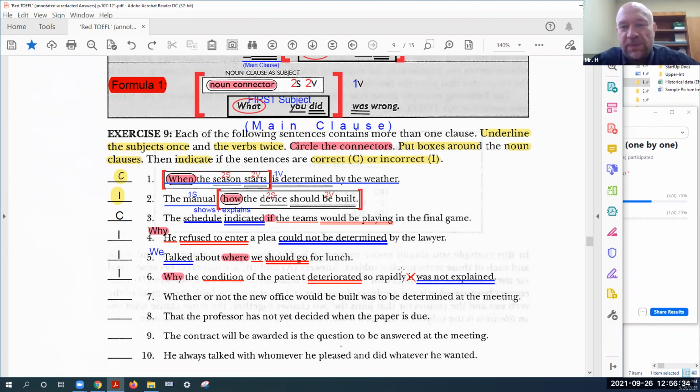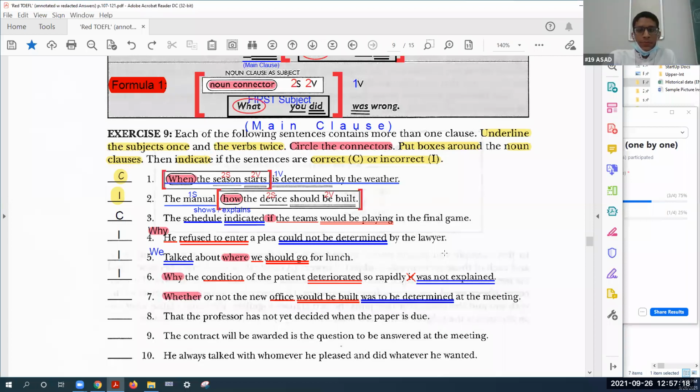All right. Just to go quickly, I'm going to explain number 7. So in number 7, first subject, everybody. It was, but we have the first verb, was to be determined. But the second subject, office. Second verb, would be built. Okay. The main clause verb was to be determined. Where's the connector, gentlemen? Connector? Whether. Okay. All right. So this sentence, guys, is correct.